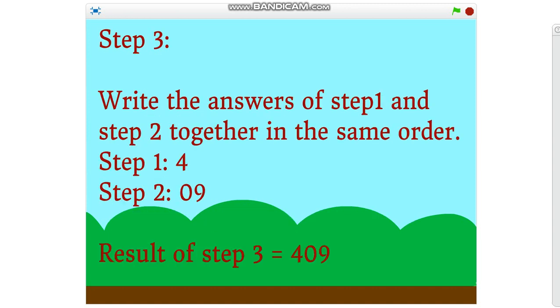Step number 3. Write the answers of step 1 and step 2 together. The result of step 1 is 4. The result of step 2 is 09, which will give the result of step 3 as 409.